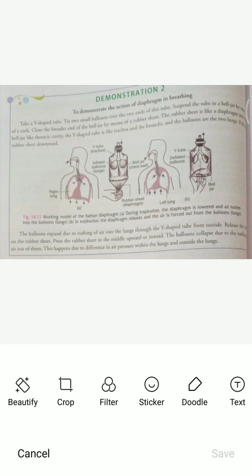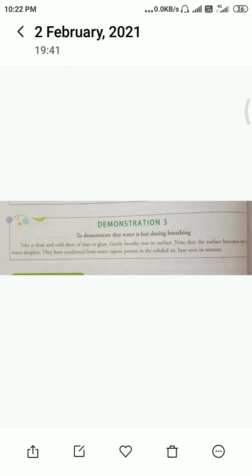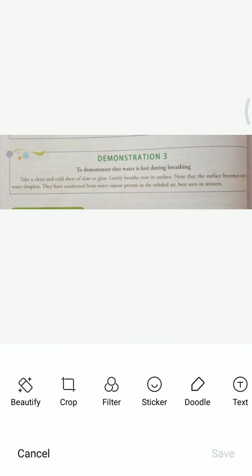The next experiment which we discuss is to demonstrate that water is lost during breathing. What is done? Take a clean and cold sheet of slate or glass and gently breathe over it. Note that the surface becomes cloudy and there is presence of some droplets of water after some time. Even your mobile phone has tempered glass over it. If you just breathe over your phone, you will find some wet feeling.